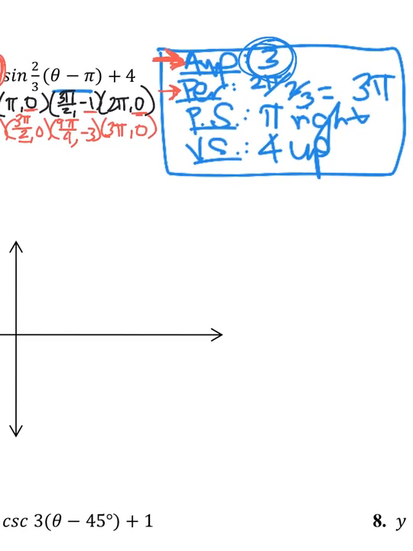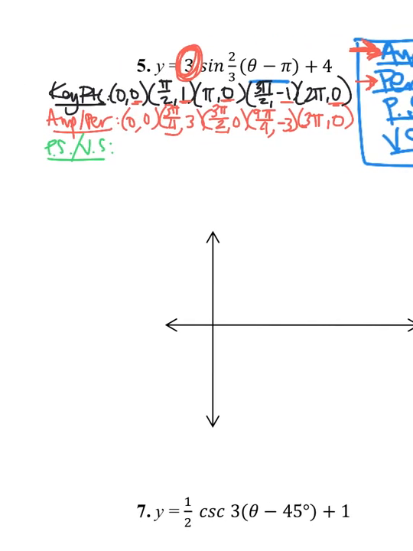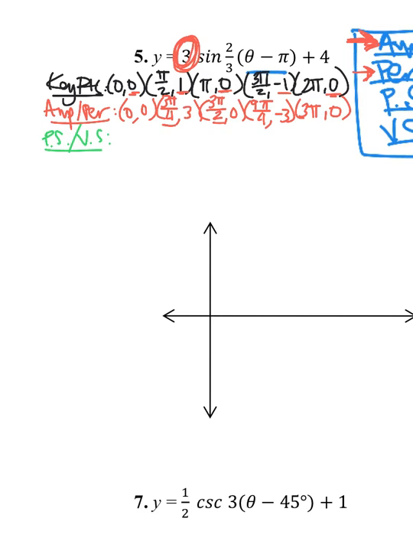All right, so my phase shift, I have pi to the right. Vertical shift, I have 4 up. For the phase shift, I'm going to go ahead and add pi to all my x-coordinates. So 0 plus pi gets me pi. 3/4 of pi plus 1 more pi gets me 7 pi over 4.